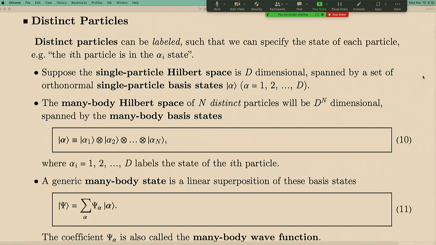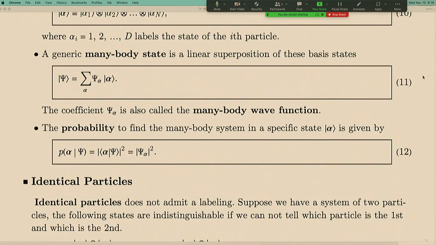For distinct particles, you can really tell the state of each particle, the first particle's state, the second particle's state. So it makes sense to write down a many-body basis like that. And you can immediately write down the many-body wave function as a superposition of all the basis states, and then you can also find probability distributions. If I start from a many-body state like that, I want to know the probability to find the many-body system in a specific state alpha, given that the system has already been prepared in such a superposition state.